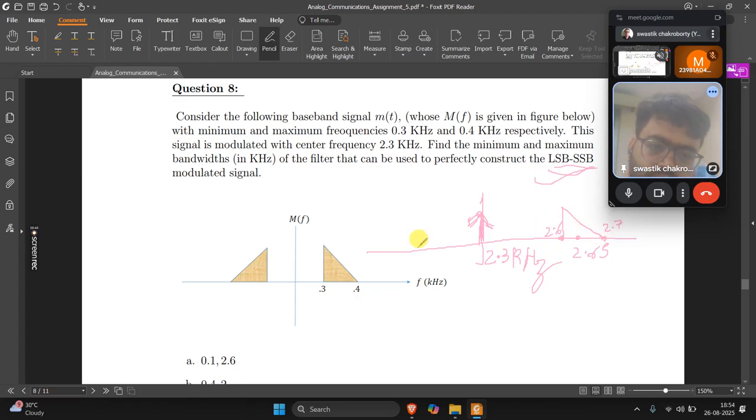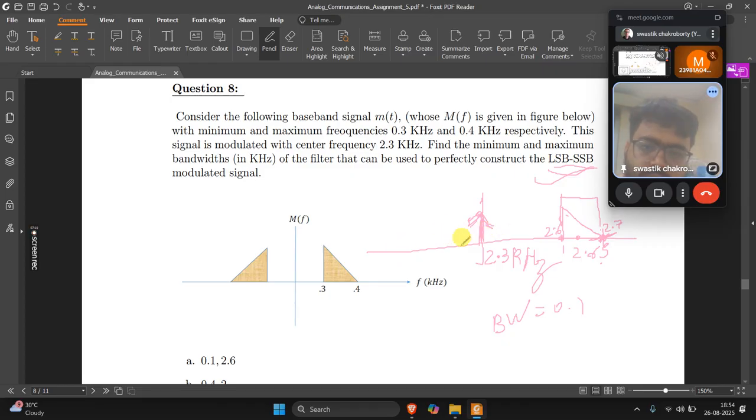This is the sideband. To construct a filter, we can either use a band pass filter. If we use a band pass filter like this, then the bandwidth needed is 0.1 kilohertz. And if we use a low pass filter, we have to go till here. This is the upper sideband, sorry. Let's construct the lower sideband.